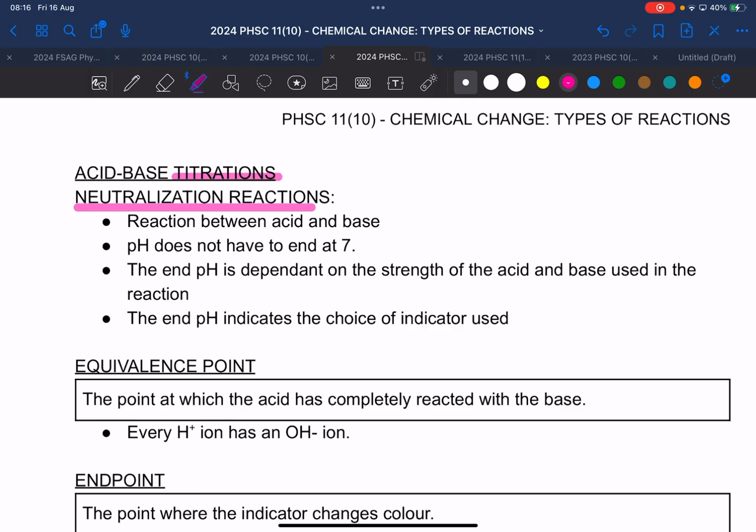Okay. Right, then, like I said, it's a reaction between an acid and a base. Then, the pH does not have to end at 7. Neutralization does not mean that it is completely neutral at the end. Neutralization just means for every hydroxide ion, there is a hydrogen ion.